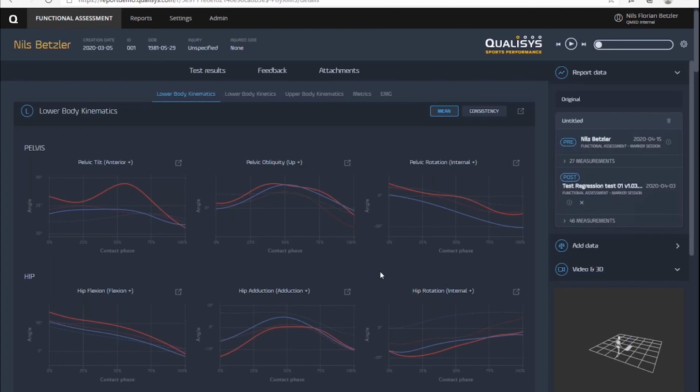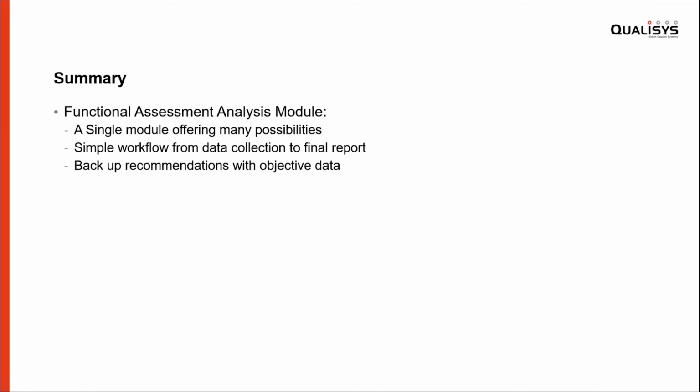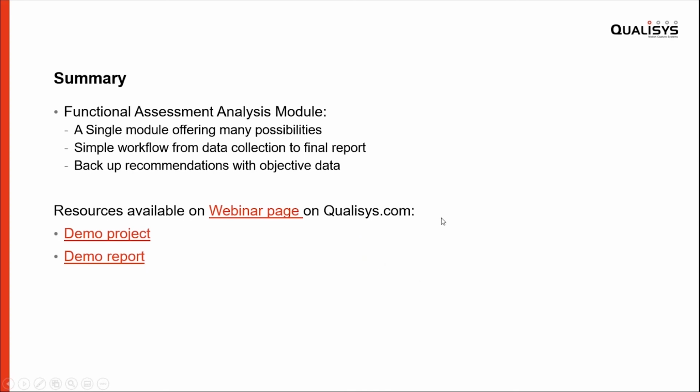So to wrap up, I'll quickly switch over here, and you'll find this handout after the presentation in the resources section. So there's some information about the reports here, and with this we already get to our summary, and we want to wrap up by saying the module offers you a single module for many possibilities. It's one workflow from data collection to final report. You can back up any recommendations or observations that you may have with objective data. We'll make some resources available for you so that you can take a closer look afterwards, and also the recording of this session, of course.